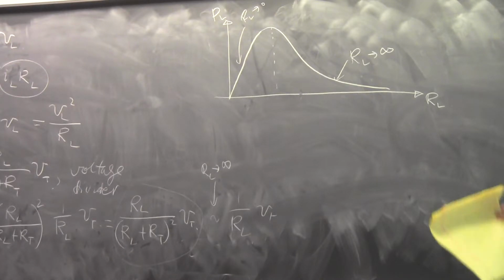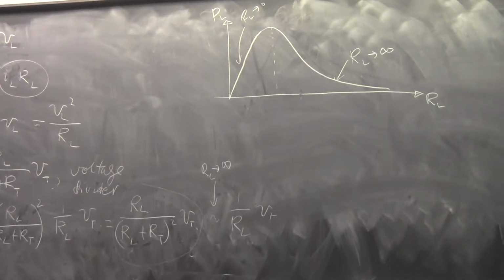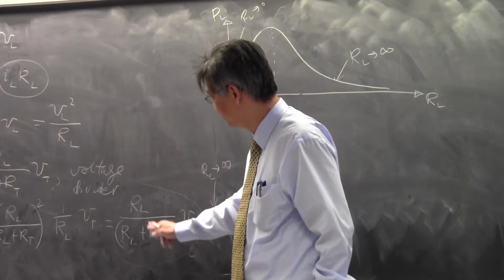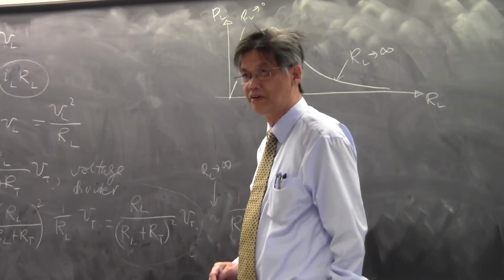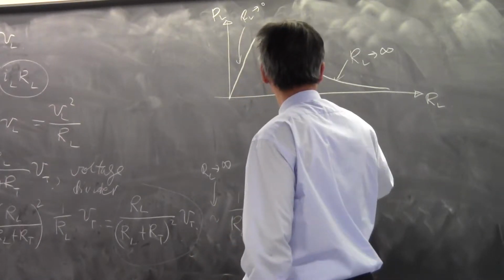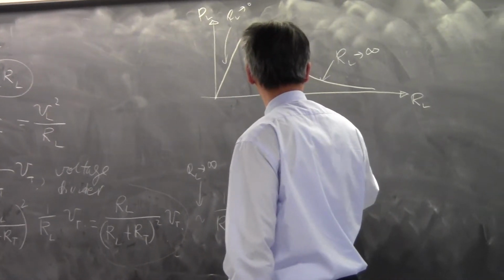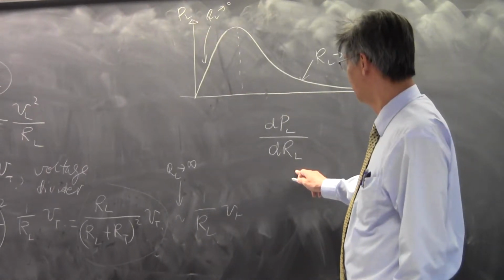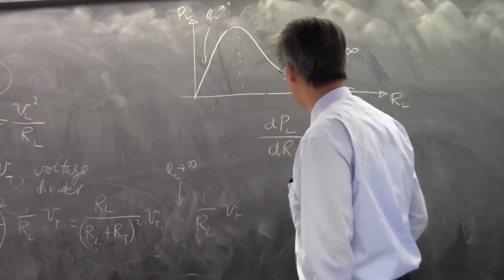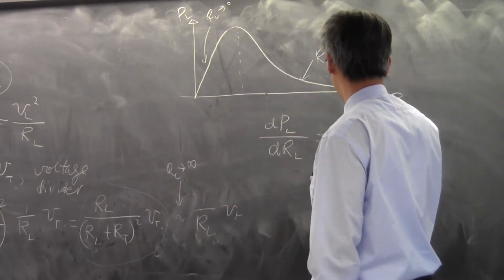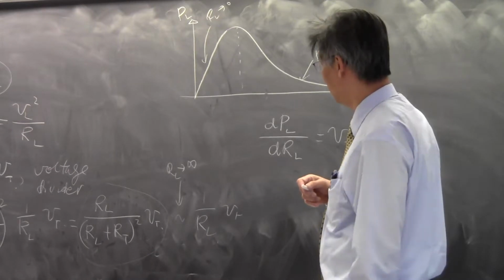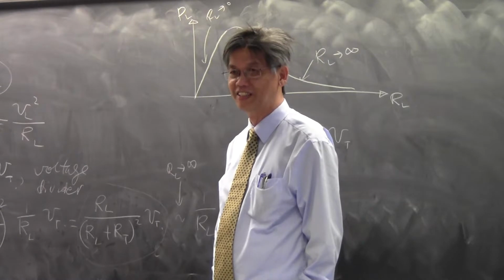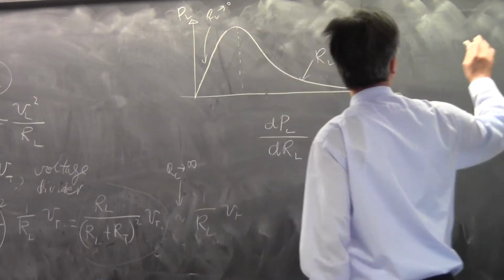So how would I find the 0 slope of this function? This is a constant, this is a constant, the only variable is that variable. I take the derivative of the power delivered to the load with respect to the only variable in the formula. I differentiate this. So this must be Vt times something. And all of you know how to differentiate ratios of two functions, right? You all remember that.